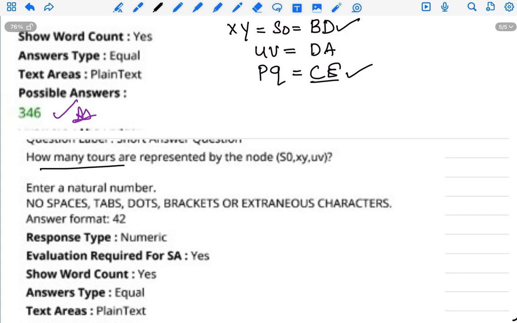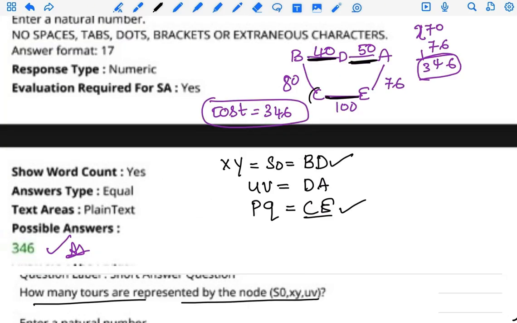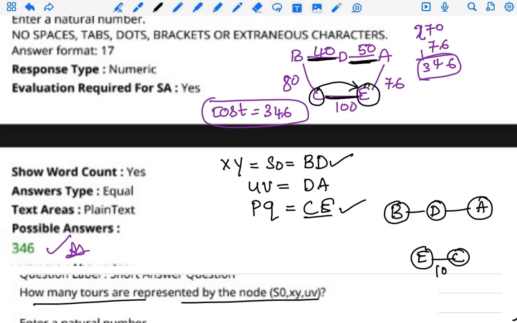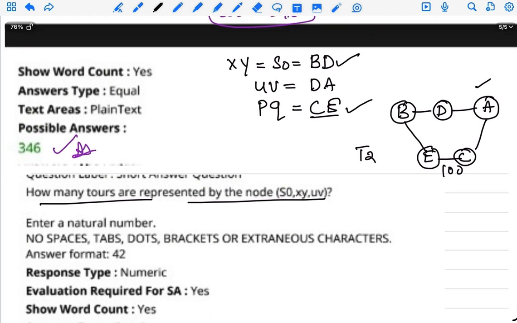So how many tours are represented by the node? These permanently included edges. How many tours are represented by these? These are two tours, right? Change these two positions C and E, because BD is permanent, because BD are lowest distances. BD and DA are lowest. We cannot change these two. So it is possible to change EC. That's why we are changing this EC 100. So this is another tour, right? Tour 2. This is tour 1. Okay, 2 tours are possible for this question.